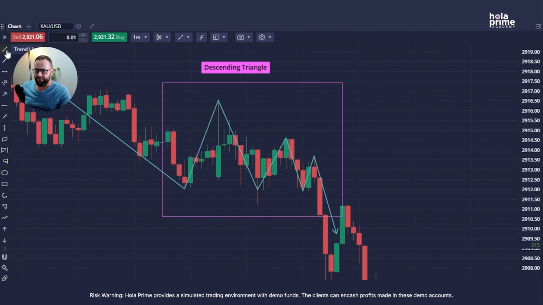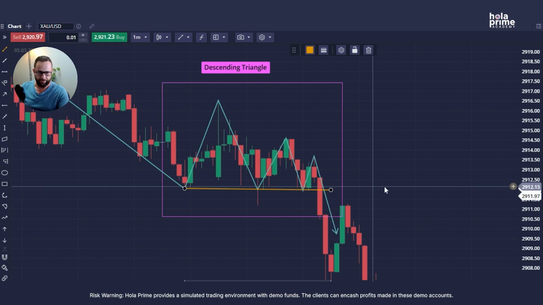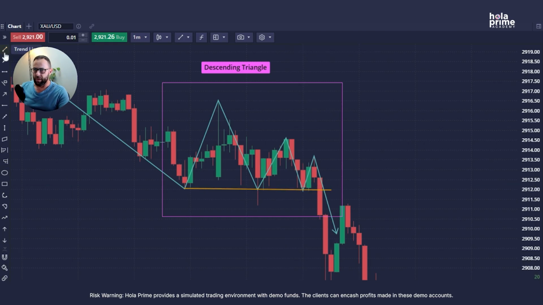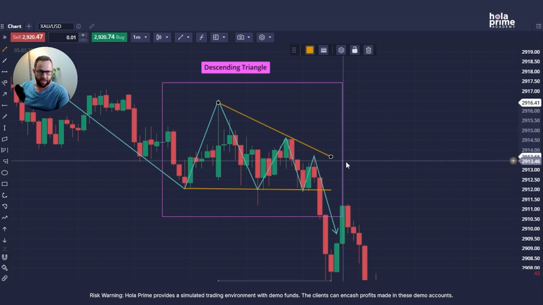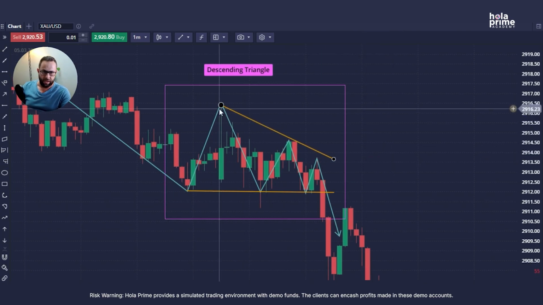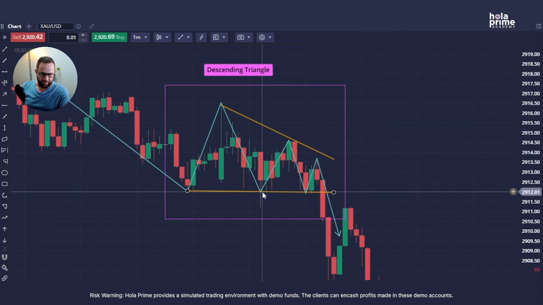Now, if we have to define the actual shape of the descending triangle, what's different from the ascending triangle, in this case, your descending triangle will have a lower horizontal trend line, all right? And your upper trend line would be angular, all right? So your upper end would be making lower highs, and your lower one would be very close to horizontal. Again, things in trading are not always picture perfect.